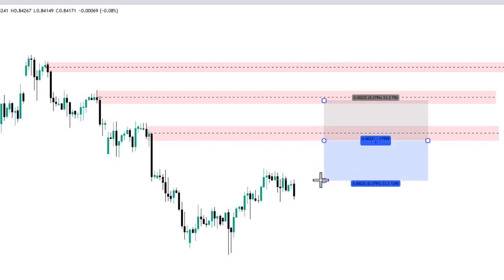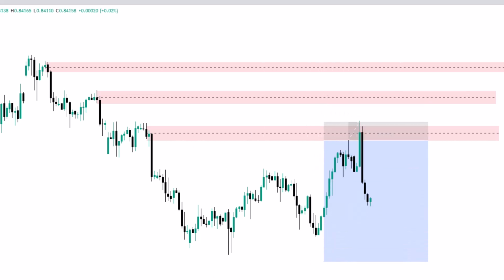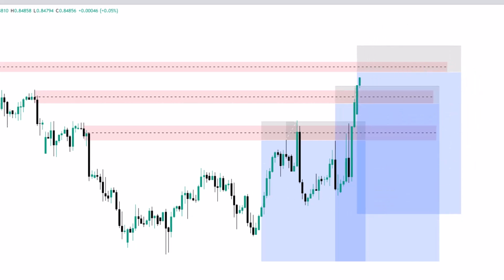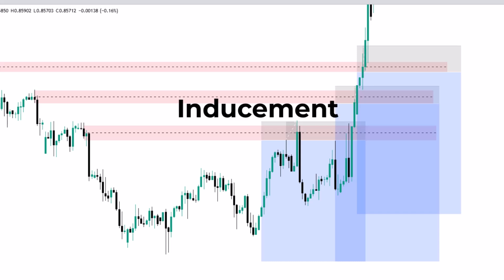If you pick the wrong one, you take a loss. Pick the wrong one again, another loss. And if you're not careful, you can rack up 3 or 4 losing trades back to back without ever catching the actual move. That's not a strategy problem. That's a clarity problem. You're missing one key piece of the puzzle, and that piece is understanding inducement. Once you get this, you'll know exactly which zone to focus on, which ones to ignore, and why the market moves the way it does in the first place.